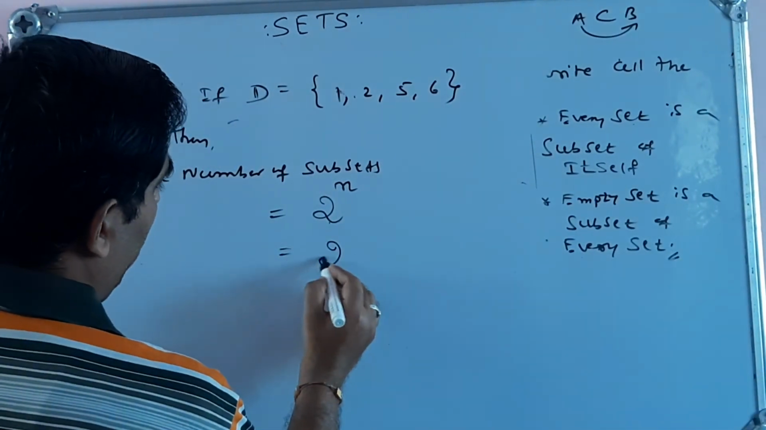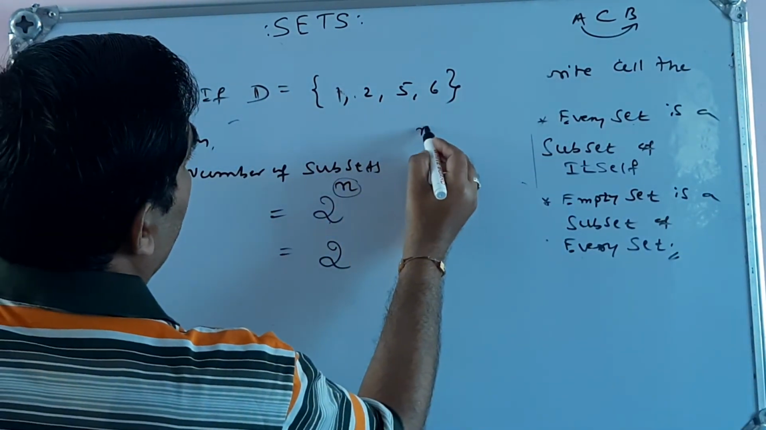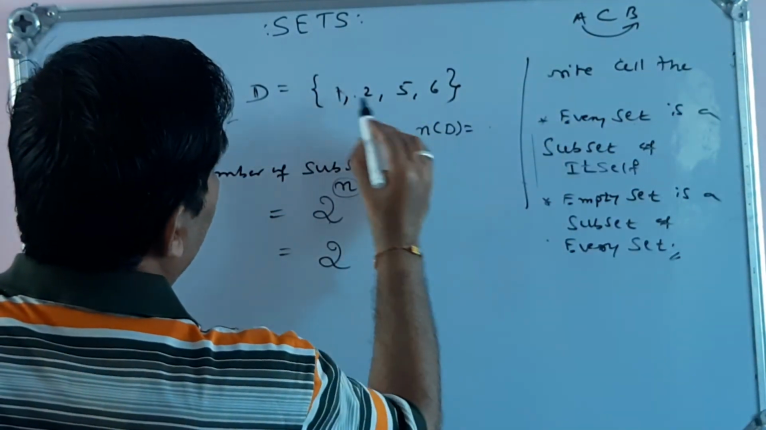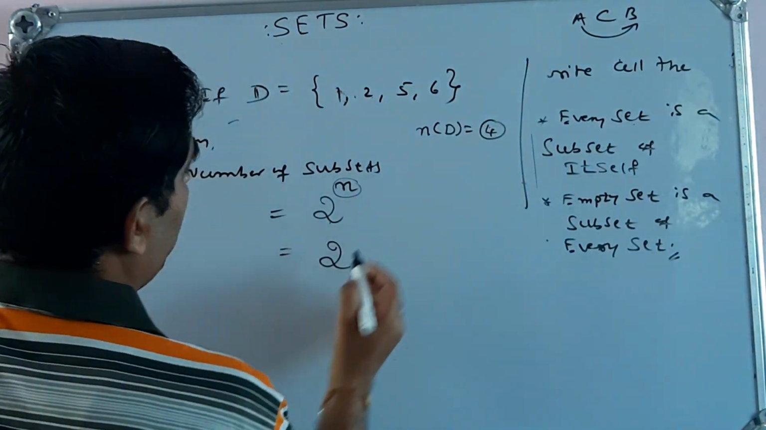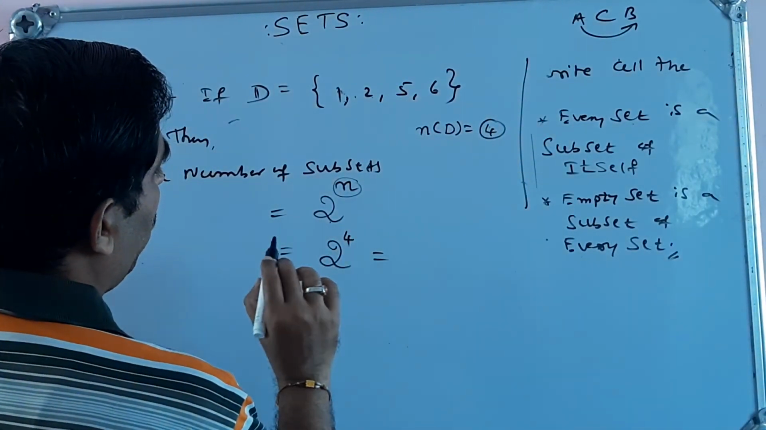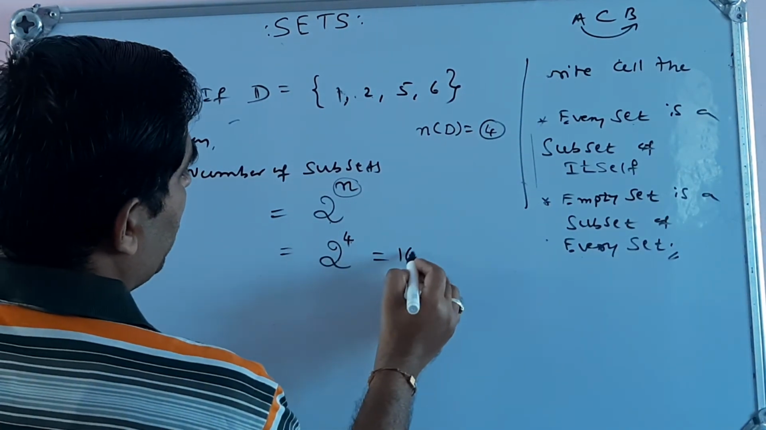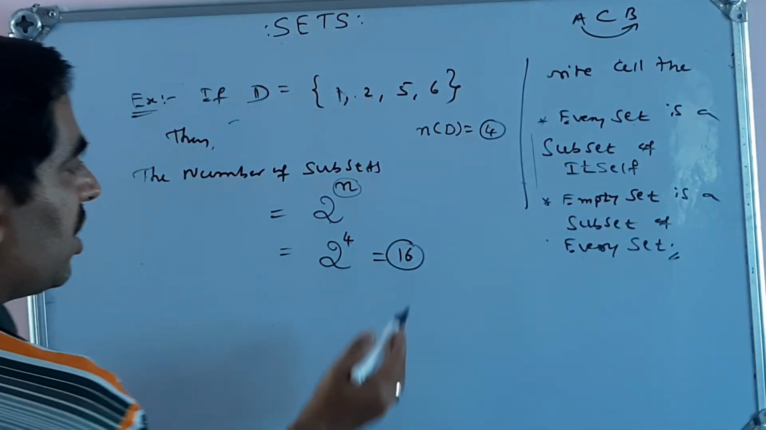Here n means the total number of elements in the set, n of D. How many? 1, 2, 3, 4. So 4 elements are there. 2 to the power of 4 means 2 into 2 into 2 into 2. This is 16. So I should get 16 subsets.